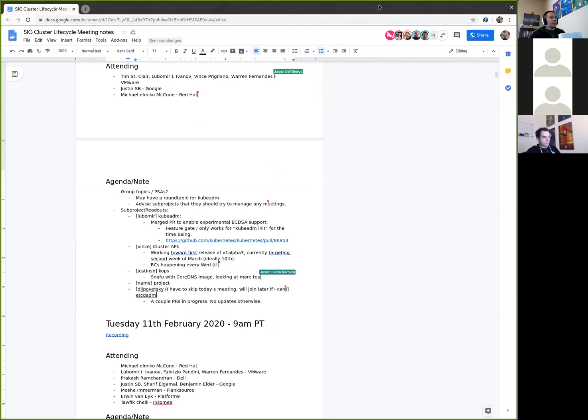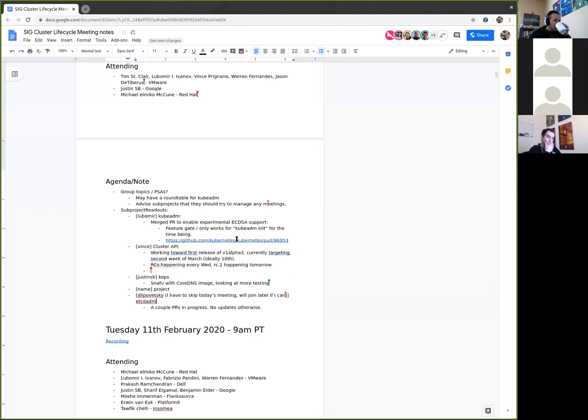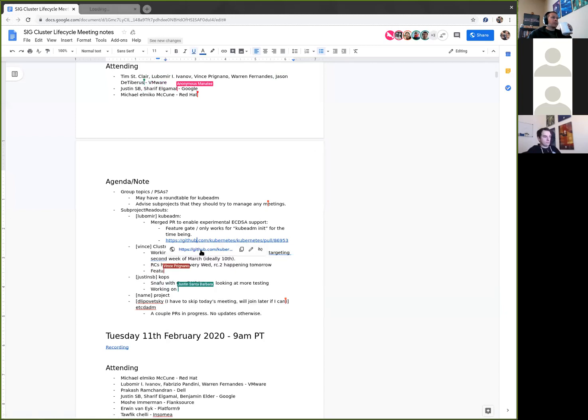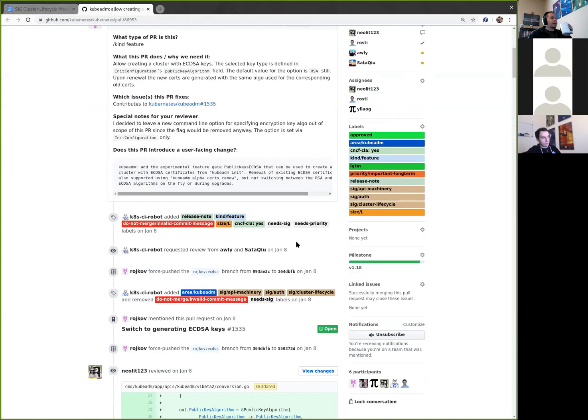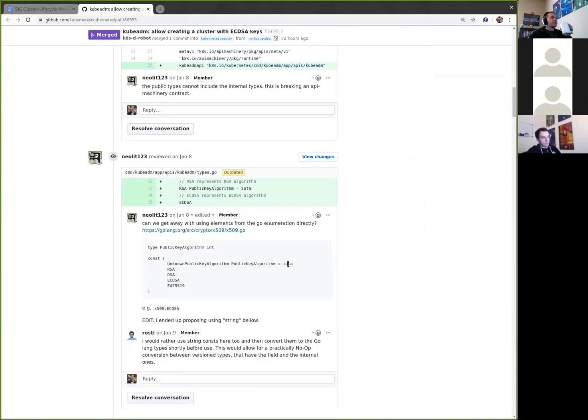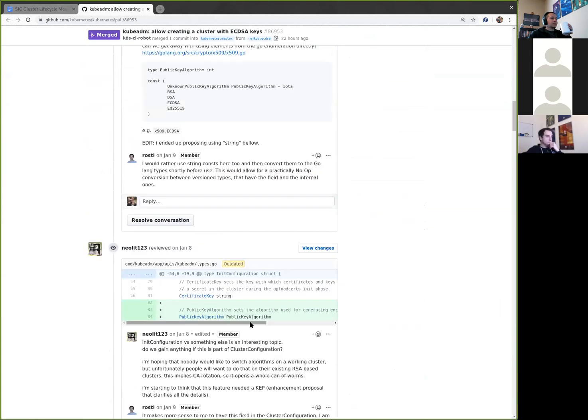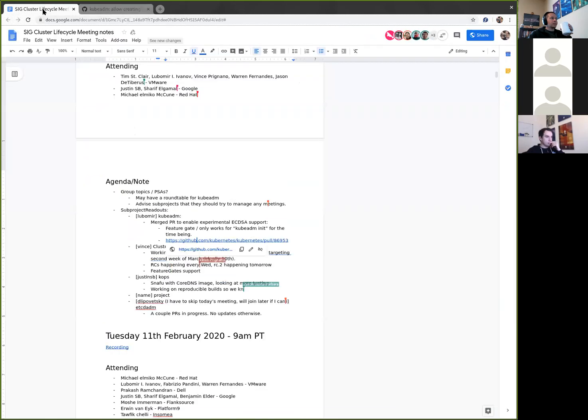Sure. We've recently added support for ECDSA in kubeadm. It's experimental, it's feature gated. Currently, during the init command, you can sign your private and public keys using the ECDSA algorithm instead of RSA. During upgrades and certificate rotation, the existing algorithm is going to be used, so you cannot switch between RSA and ECDSA on the fly currently. We are looking for feedback on the feature.